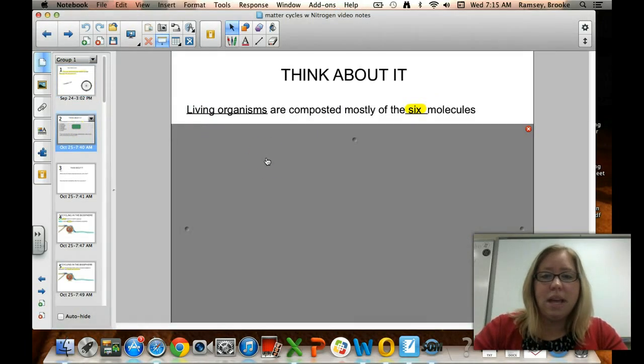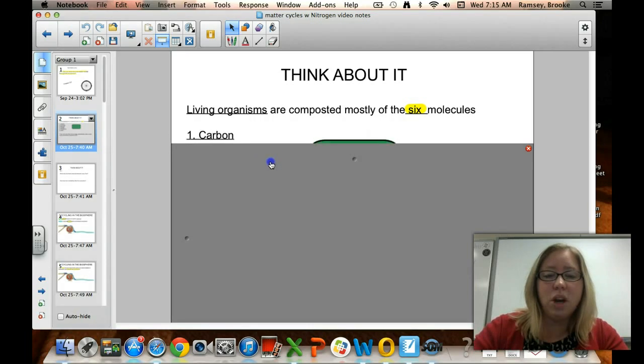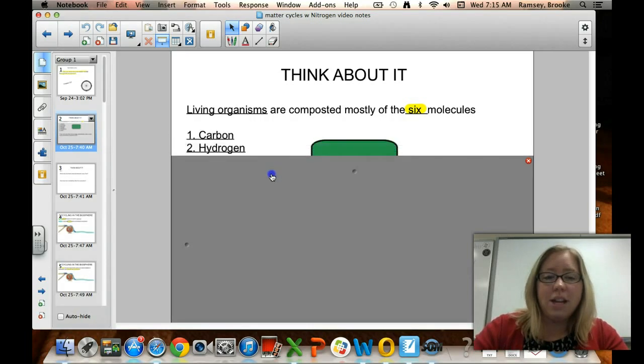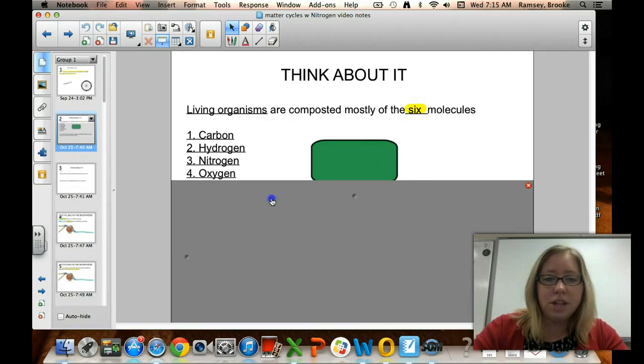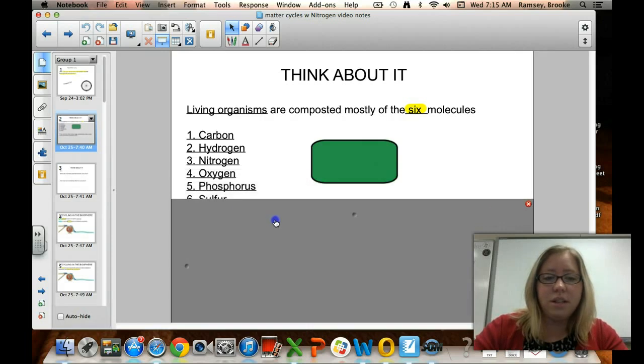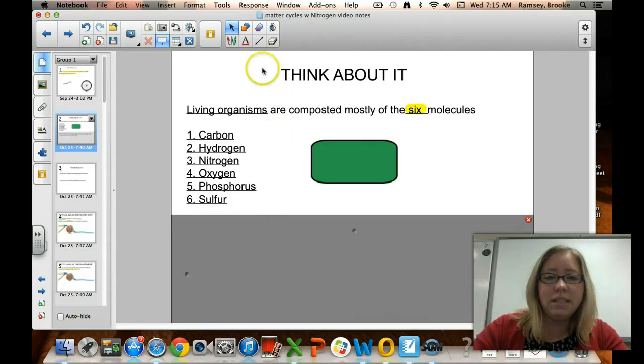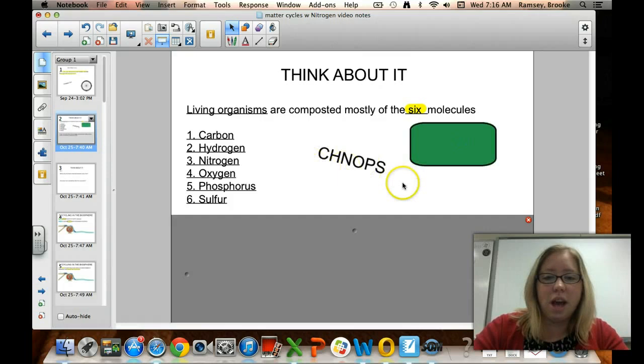And so it's these 6 molecules that are essential for all living things to work and function. And so we're going to go through these 6 molecules. The first one is carbon, hydrogen, nitrogen, oxygen, phosphorus, and sulfur. So these 6 molecules are very important to life. And to help us remember, we come up with this fun word called CHNOPS. And so the CHNOPS molecules are referring to all 6 of these.